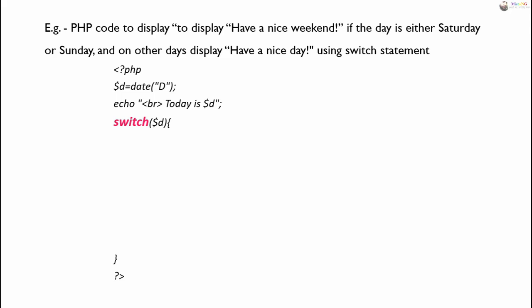First we have to mention the case label for Saturday. Similarly for Sunday, because for both Saturday and Sunday we have to display have a nice weekend. So rather than repeating twice, followed by Saturday, we write one more case, Sunday. So for both Saturday and Sunday, it executes the statement which is written inside the Sunday block. There we have echoed have a nice weekend.